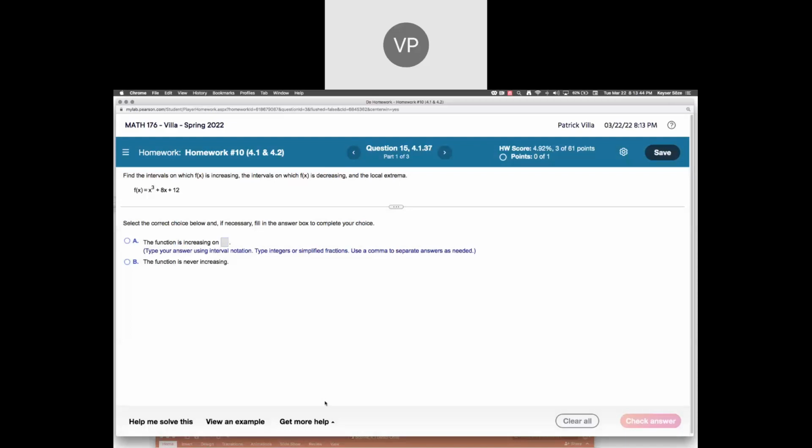Is it 15? Okay, now at number 15 here. Find the intervals where it's increasing and where it's decreasing, and the local extrema. All right, so first step, look at your domain. Domain's going to be all real numbers, so I don't have anything to worry about here. Let's find the derivative now of this function. And just so you know, I'm only rewriting it so it can be a little bigger on the screen because I know it's kind of small.